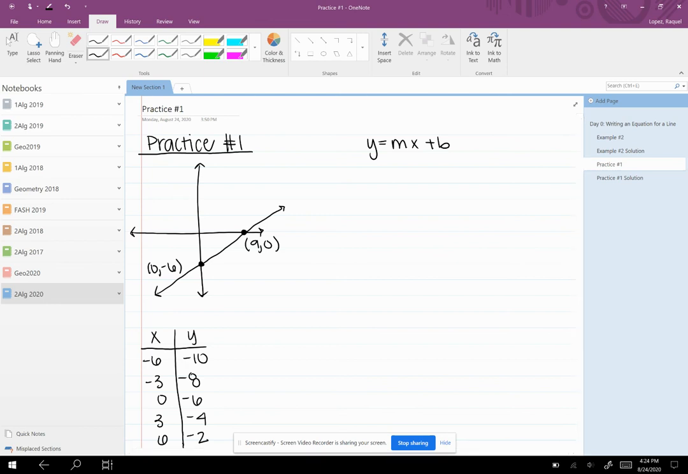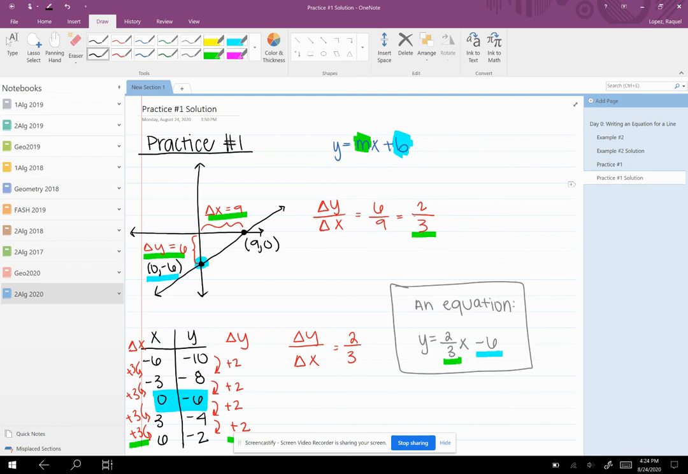All right, welcome back. Okay, so you guys found an equation that matches this graph and this table, and here is the worked out solution. So your y-intercept is -6, and that's going to come over here in that part of the equation. And when you figure out your slope, you're going to get positive 2/3, which makes sense because your line is pointing up or going up in the positive direction. So an equation that matches this graph is y equals 2/3 x minus 6.